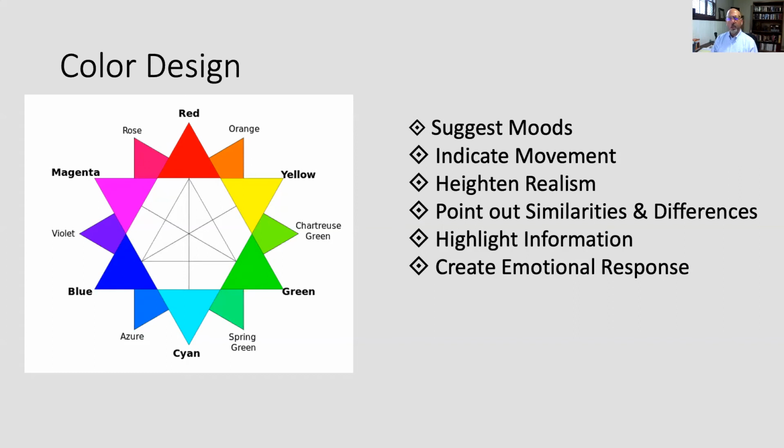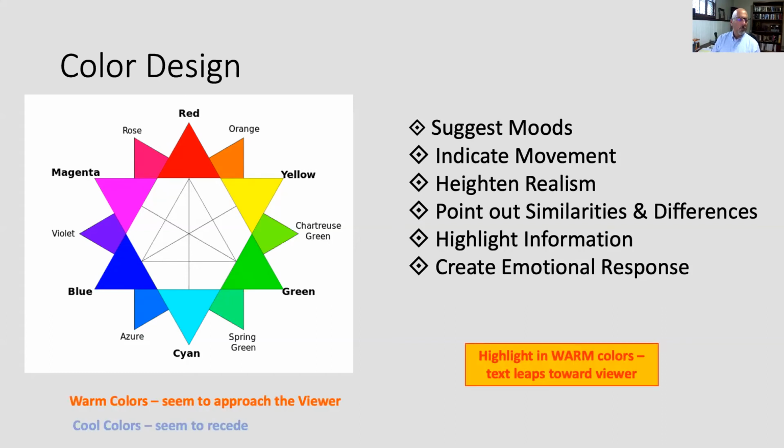When we're talking about text specifically, here's some things that are really interesting. First of all, warm colors seem to approach the viewer. They kind of pop out a little bit more and reach out to us as viewers. Cool colors, on the other hand, tend to recede and kind of back off a little bit. And so depending on the message that you want to send about your text, do you want to make it pop out, or do you want it to recede and pull back? Also, when we're highlighting, we typically want to highlight in warm colors because that warm color will kind of jump out toward our viewer here.